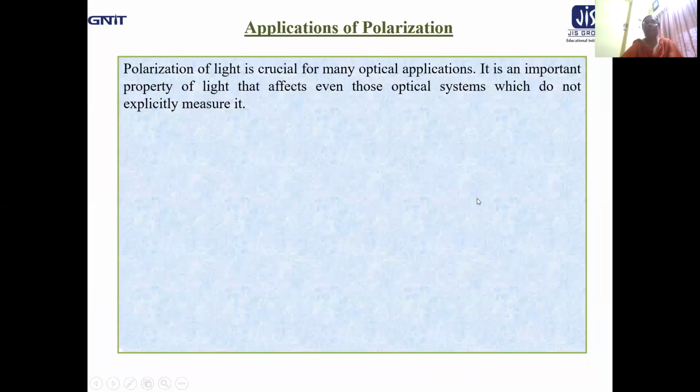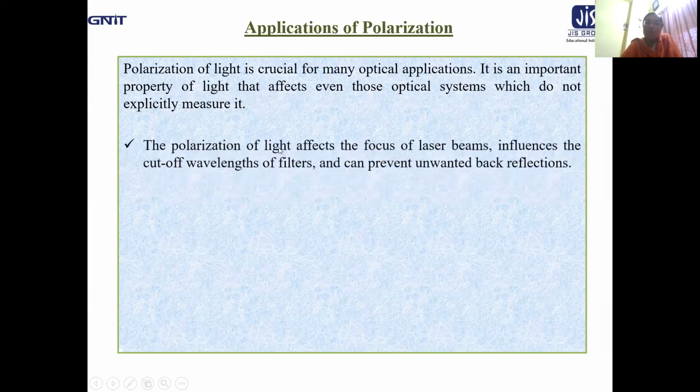Now, let us come to the overall applications of polarization. Already we have seen that the polarization phenomenon confirms the transverse nature of electromagnetic waves. And polarization of light, very specifically, is crucial for many optical applications. It is an important property of light that affects even those optical systems which do not explicitly measure it. So important it is. Let us take a look one after another. The polarization of light affects the focus of laser beams.